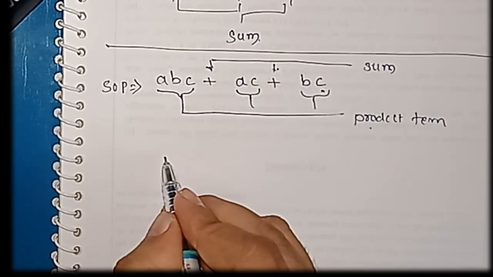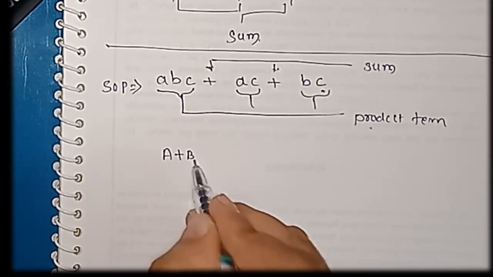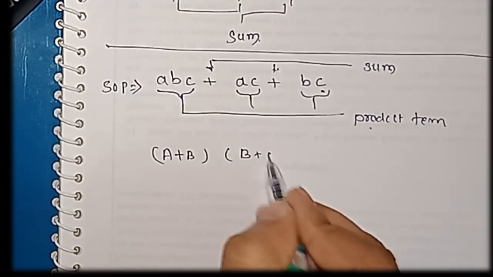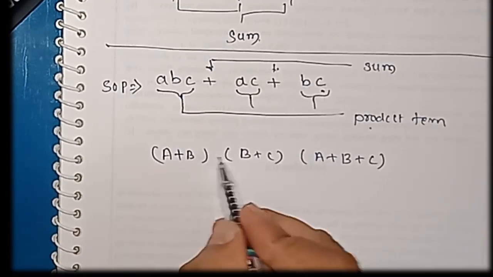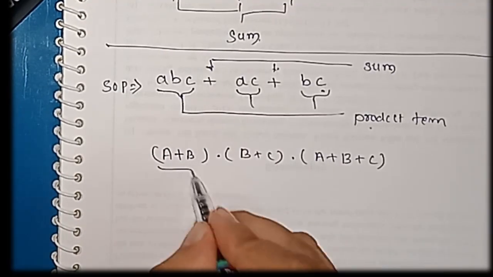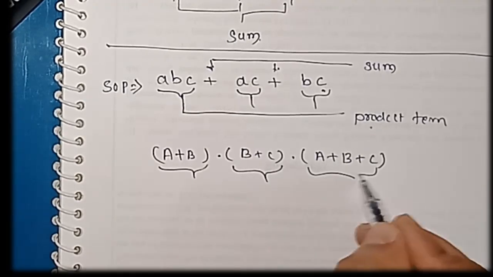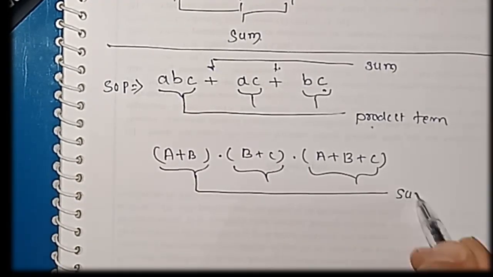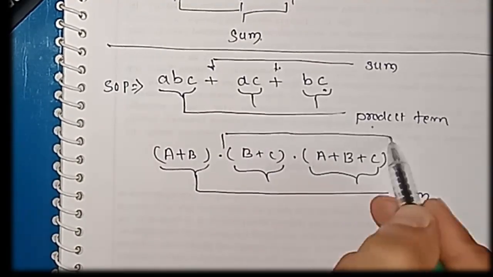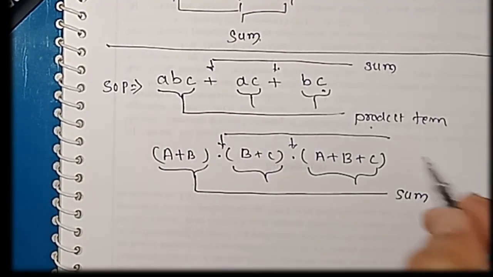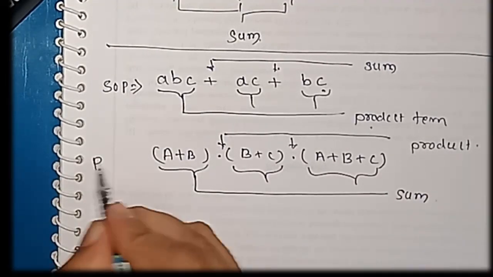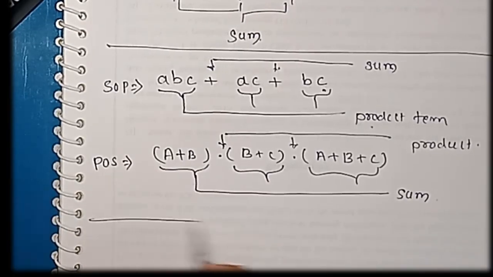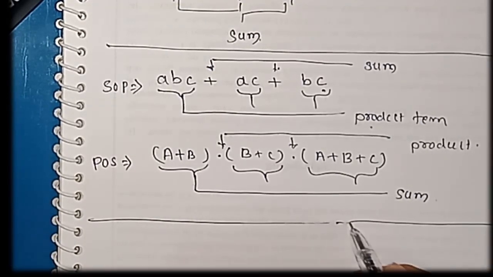Again, suppose (a plus b) into (b plus c) into (a plus b plus c). If we look at this equation, all these are sum terms, and here we have taken the product of these sum terms. So this is an example of a POS equation. So these are the two types of equation.